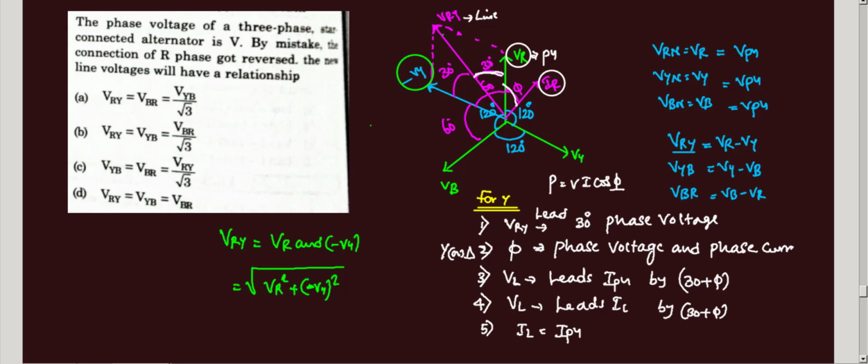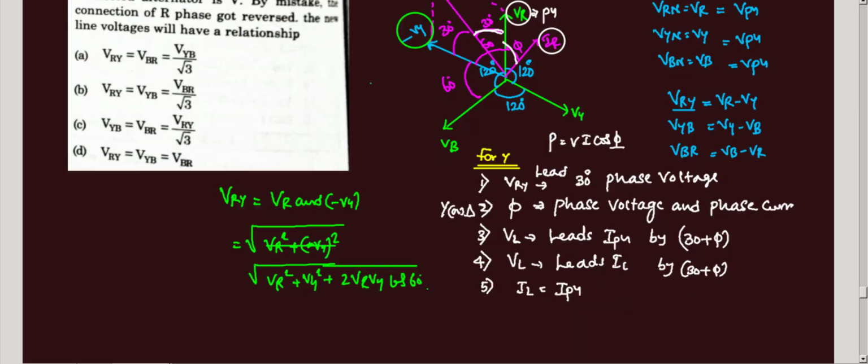So you take magnitude only, right? So root of VR square plus VY square plus 2 VR VY cos 60 degrees. How much is the angle between them? 60 degrees. So root of V square, you take magnitude of VR square, magnitude of VY square, 2 magnitude of VR VY. Okay, so 2 V square cos 60, 1 by 2.